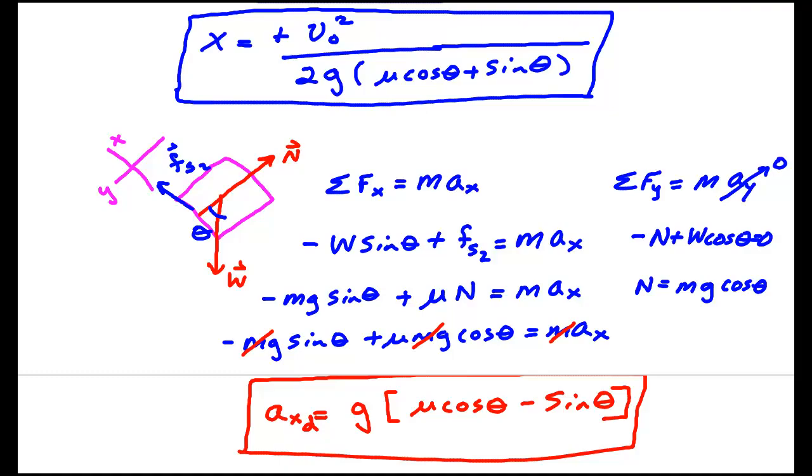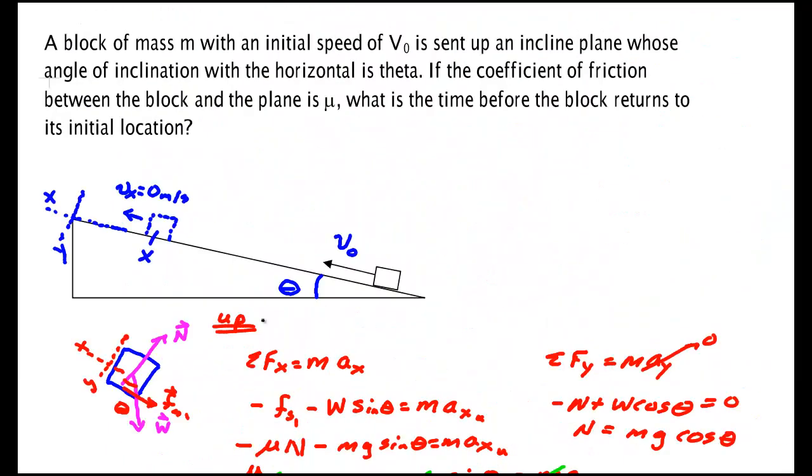Okay, so we're going to continue on a problem started in the previous video in which a block is sent up an inclined plane of inclination theta with initial speed v0. The block goes up, there's friction, the coefficient of friction between the block and the plane is mu. The block goes up here, then turns around, it comes back. And we want to know the time it takes to come back to the original position where it started.